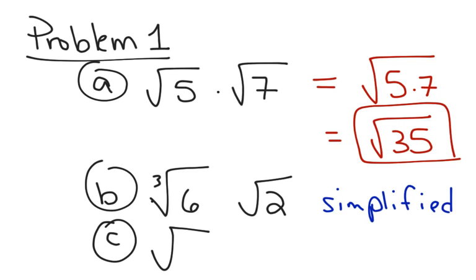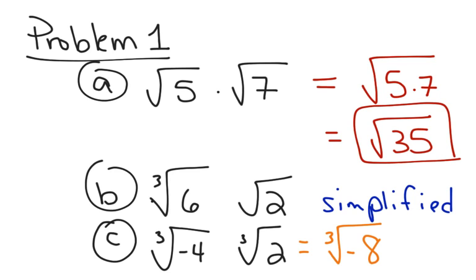And then the cube root of -4 times the cube root of 2. Well, they both have a cube root, so when I multiply them together, it must give me the cube root of -8. And it actually turns out that the cube root of -8, if you plug it into your calculator, is -2. And the reason is because -2 times -2 times -2 is -8.